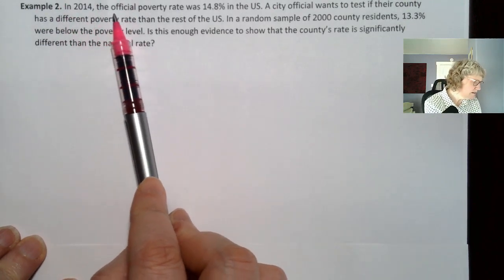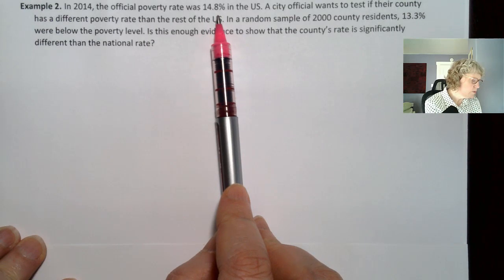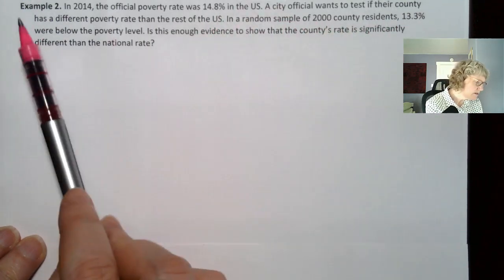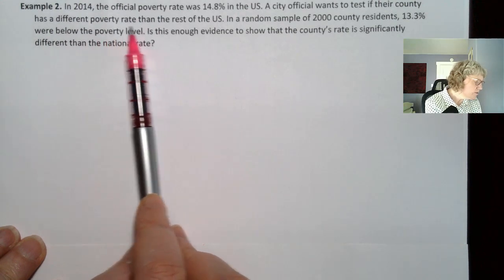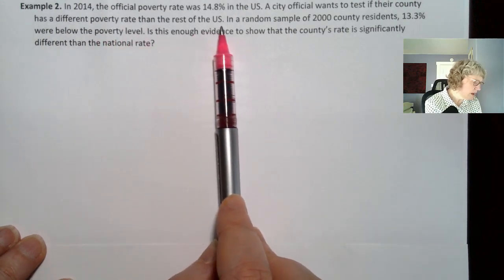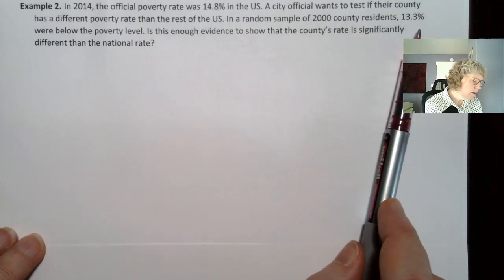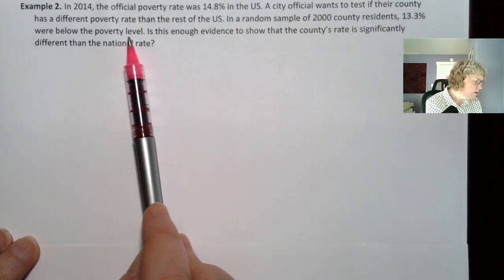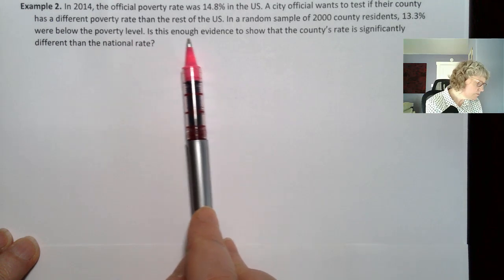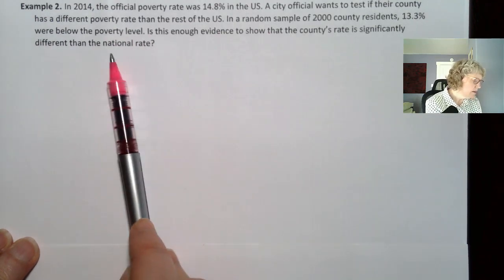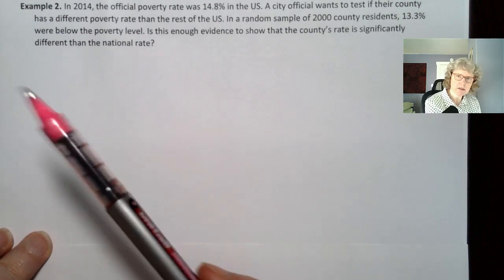In 2014, the official poverty rate was 14.8% in the U.S. A city official wants to test if their county has a different poverty rate than the rest of the U.S. In a random sample of 2,000 county residents, 13.3% were below the poverty level. Is this enough evidence to show that the county's rate is significantly different than the national rate?